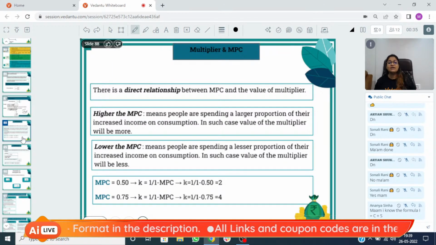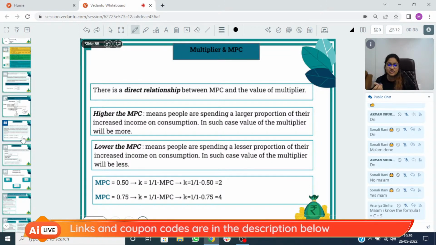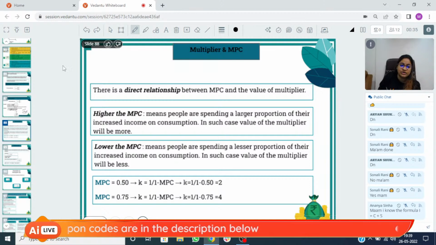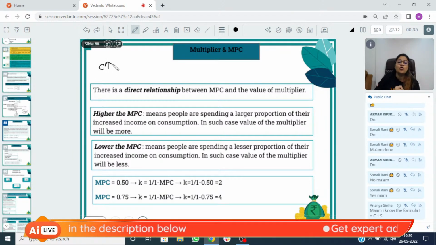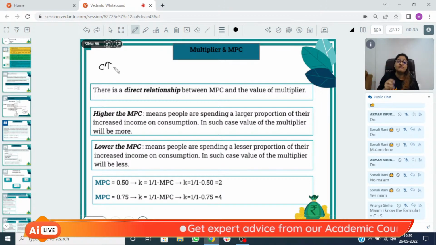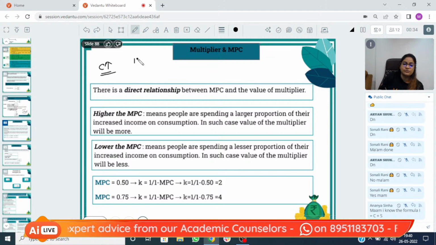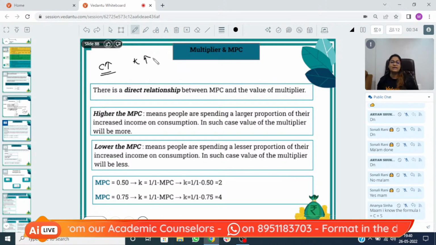Now this multiplier is dependent on consumption and savings. Naturally, if you consume more, which means you are using up more money, the money that will float around in the economy will flow more number of times. So if consumption is more, the value of the multiplier will be more.